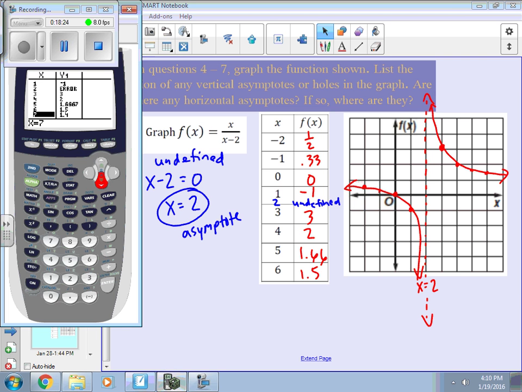Okay, if you want to double check it, go back to your graph here, and you should see the same thing. It should look pretty similar. Yep, looks like ours is pretty much the same as that one.